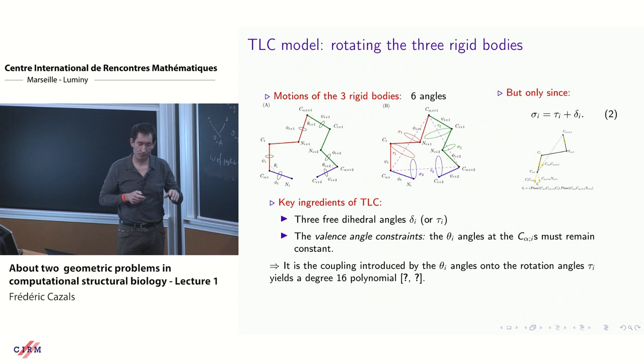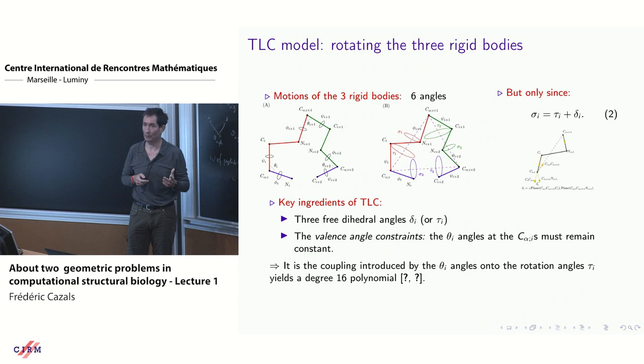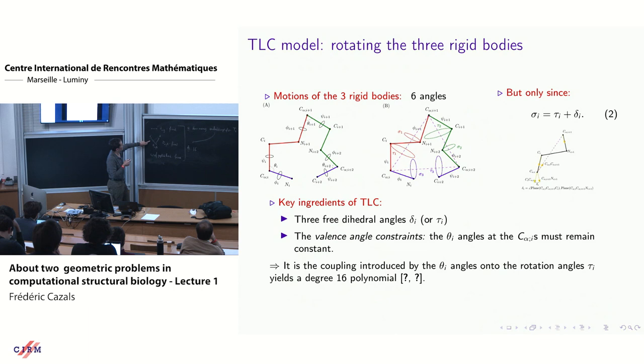So hopefully I convinced you that this complicated problem of solving TLC now reduces to finding values for three angles, which can be the taus or the sigmas. What are the constraints? Because of course, I cannot pick any value for these angles. The constraints are given here, essentially. Because remember that I want to conserve these valence angles. Whenever I have three consecutive atoms, I need to respect this theta i k.